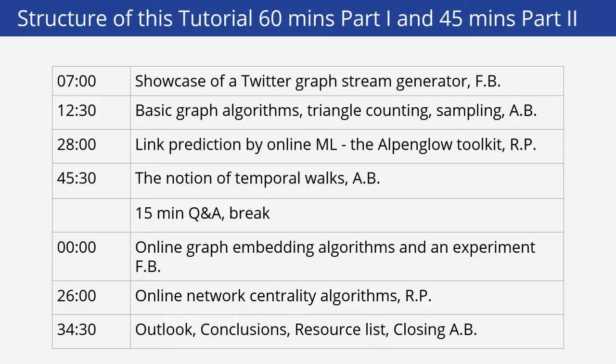In the first part of the tutorial, we discussed basic graph algorithms, link prediction by online machine learning, and the notion of temporal walks. This is the second part of the graph streaming tutorial. My colleague Ferenc will continue with online graph embedding algorithms with an experiment on the tennis tournament data. Then Robert will continue with online network centrality algorithms, and finally I will close the presentation with an outlook, conclusions, and again a list of the resources that we used for demonstrating our codes.